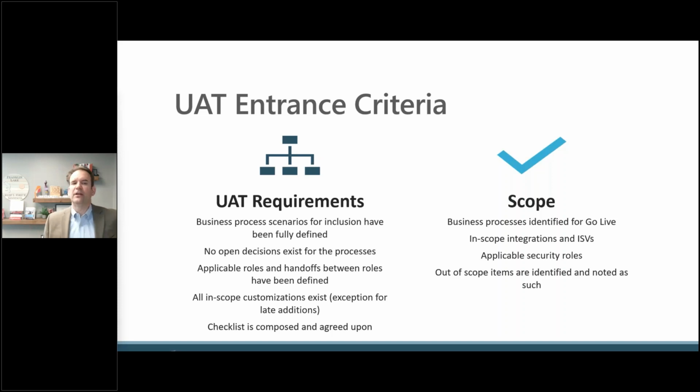So the scope for user acceptance testing is that the business processes that are identified for go live are in scope. So again, if it is something new that you added or something that's different, now is not the time to discuss those things. All your integrations, any ISVs you're using should be in scope. You want to use the security role that you're actually going to use in production. And then anything that comes up outside of that, you put it in DevOps and say this is a future release suggestion at this point. Because again, to keep to that schedule of 6 weeks or whatever your UAT schedule is, you've got to keep marching through that. You've got to keep your eye on getting this solution out the door.